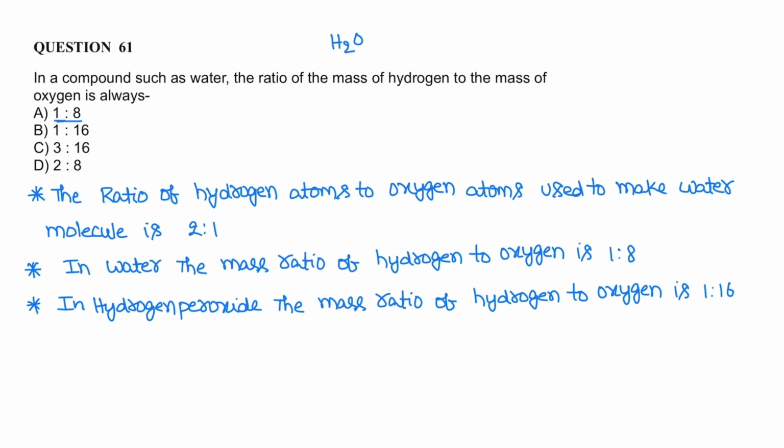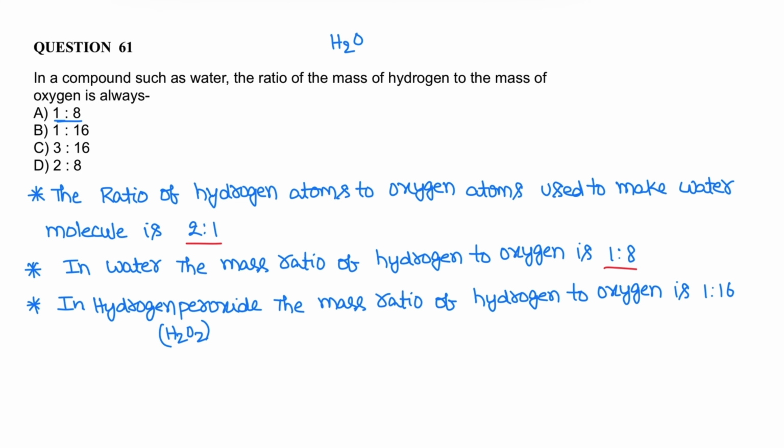Next, in water, the mass ratio of hydrogen to oxygen is 1:8. In hydrogen peroxide, that is H2O2, the mass ratio of hydrogen to oxygen is 1:16. So given is water, its mass ratio of hydrogen to oxygen is 1:8.